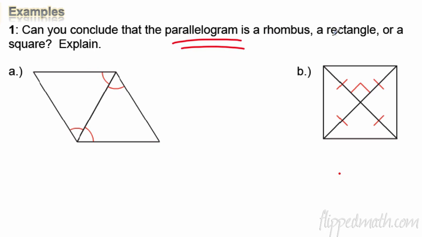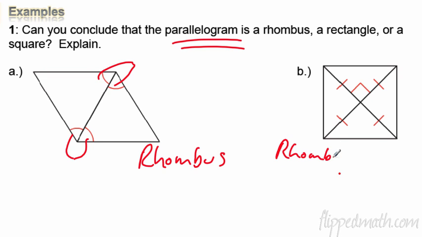Is it a rhombus or rectangle? All right, what do we have here? We have a pair of opposite angles congruent. Okay, they're congruent to each other. Which one does that go with? The rhombus. Okay, how about the next one? We have diagonals perpendicular, so that means it's a rhombus. All right, rhombus. But we're not done yet.